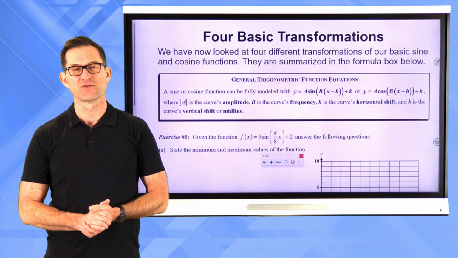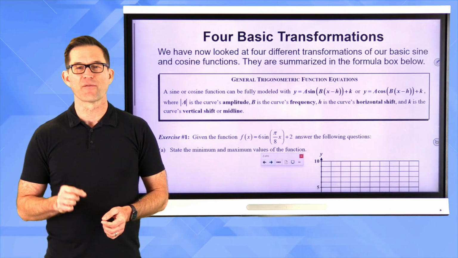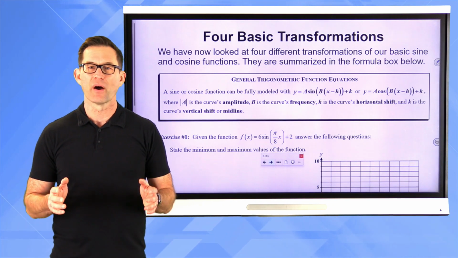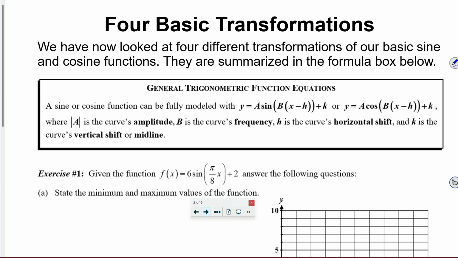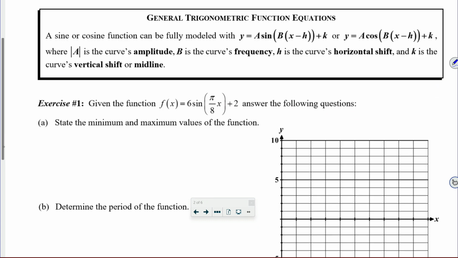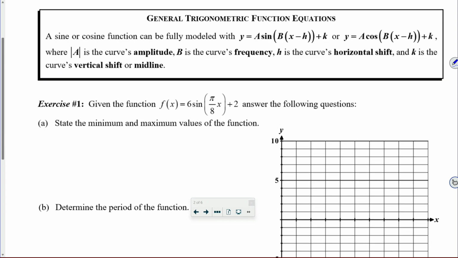Four basic transformations. We have now looked at four different transformations of our basic sine and cosine functions. They are summarized in the formula box below, so let's talk about them. General trigonometric function equations. A sine or cosine function can be fully modeled with y equals a times the sine of b times x minus h plus k, or y equals a times the cosine of b times x minus h plus k, where the absolute value of a is the curve's amplitude, b is the curve's frequency, sometimes known as the angular frequency, h is the curve's horizontal shift, and k is the curve's vertical shift, also known as its midline.